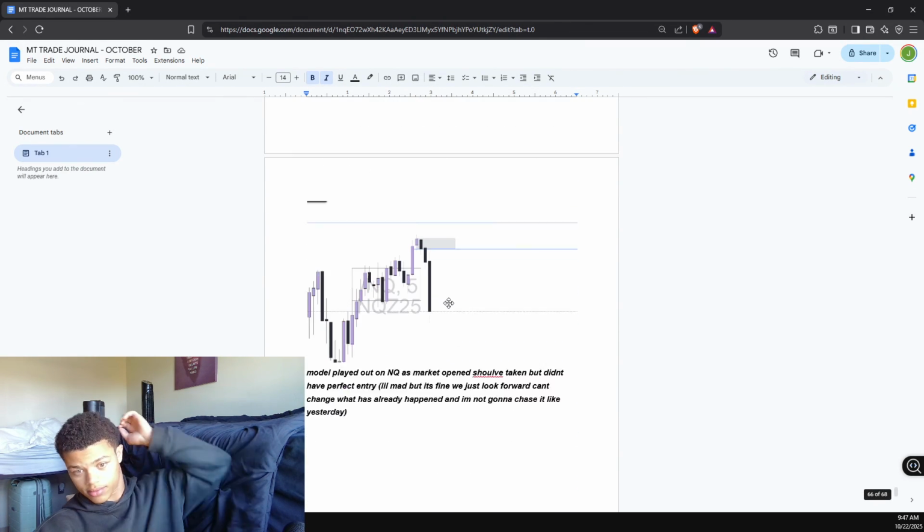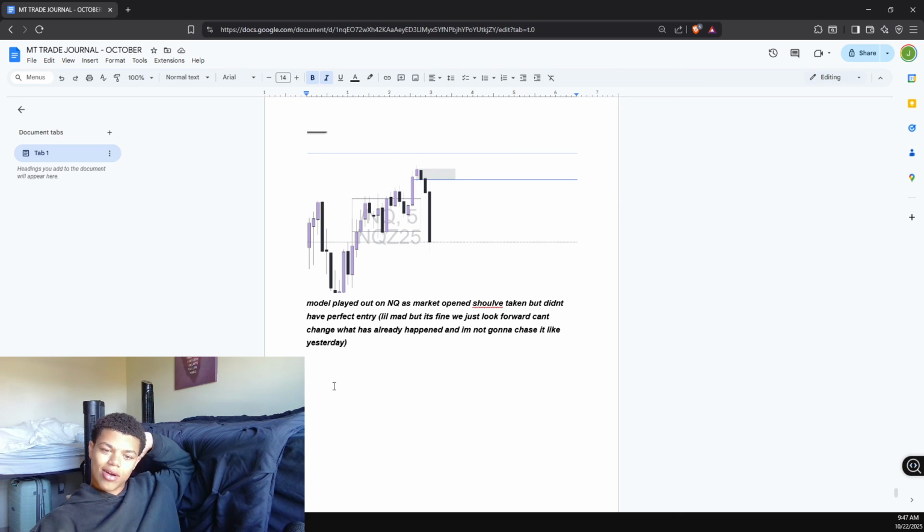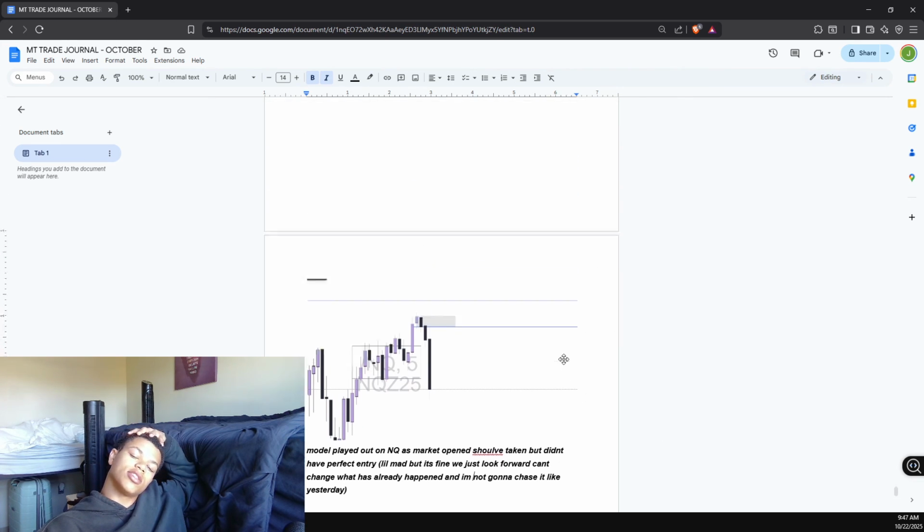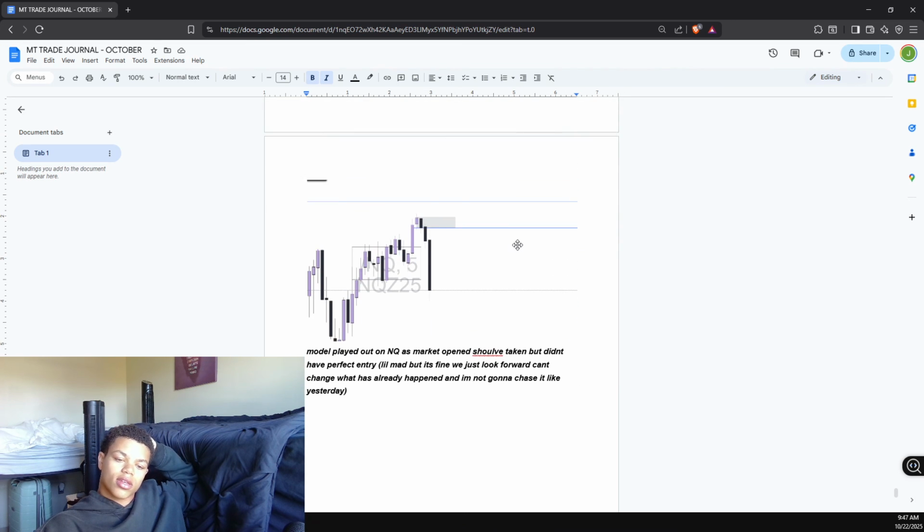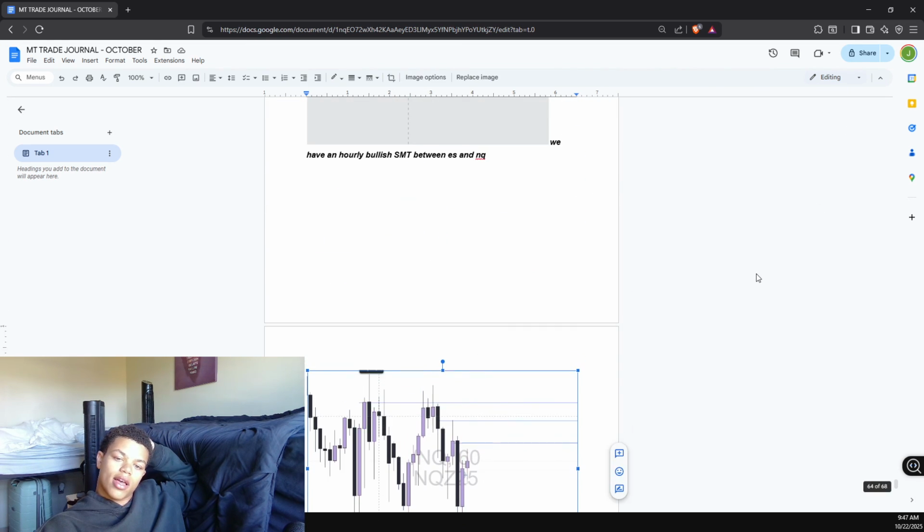I'm like, model played out on NQ at market open, should have taken it, but didn't have a perfect entry. A little mad, but it's fine. Just look forward, can't change what has already happened, and I'm not going to chase it just like I did the other day. Yeah, so that was annoying.